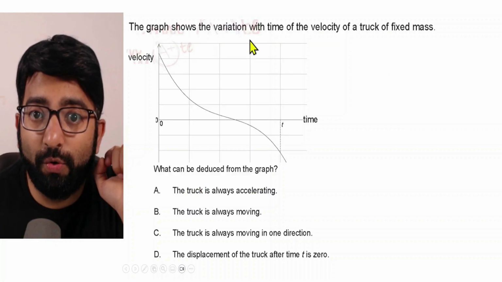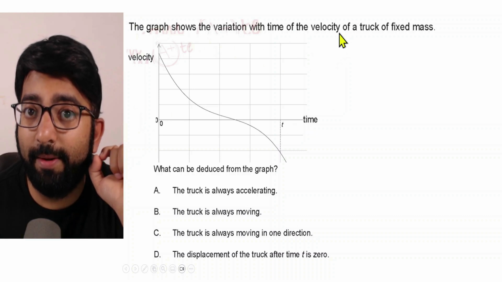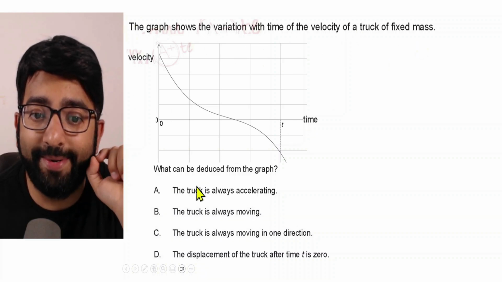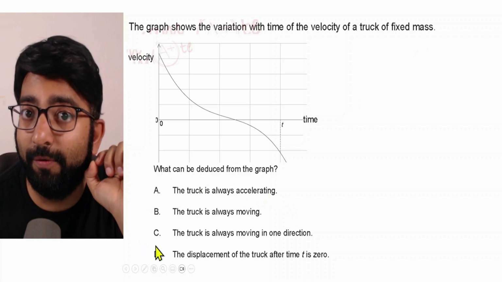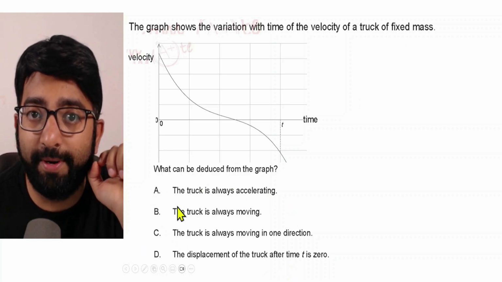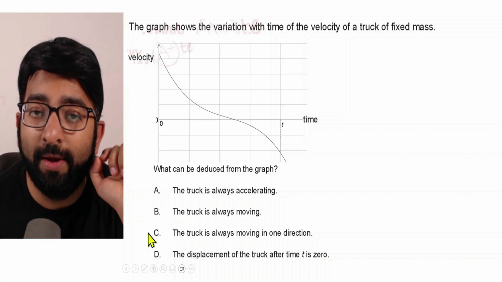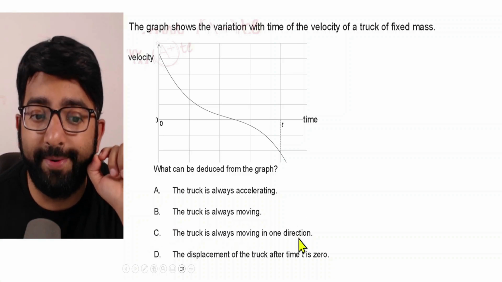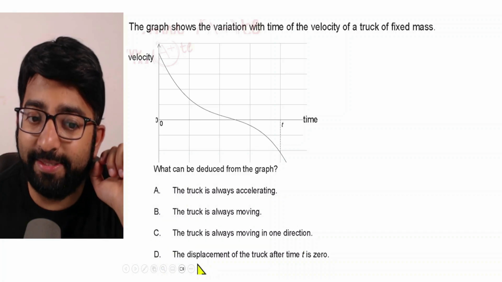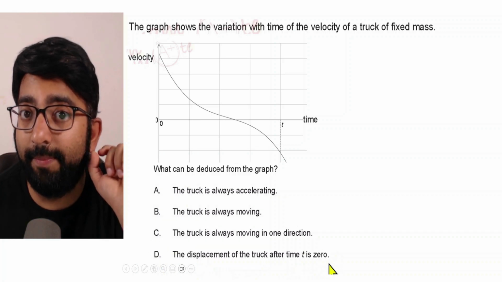Here we have a graph which shows the variation of velocity with time. The truck is of a fixed mass. What can be deduced from the graph? So we need to figure out which statement is correct. Option A, the truck is always accelerating. Option B, truck is always moving. Option C is truck is moving in one direction. And finally, option D states that displacement of the truck after time is 0.